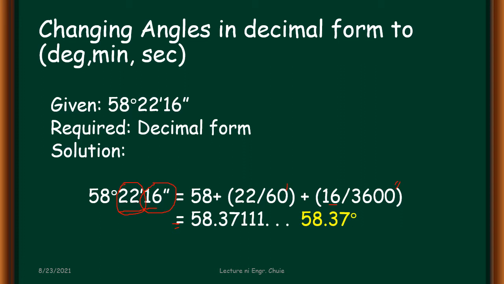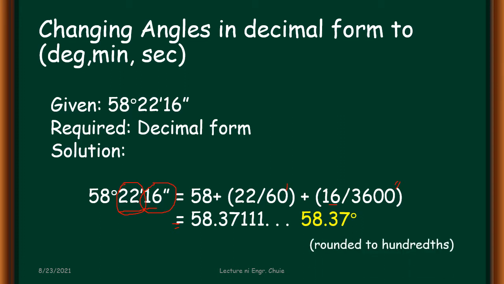So, this is equivalent to 58.31711. You just take the round off. This is equivalent to 58.37 degrees. So, yung 58 degrees, 22 minutes, 16 seconds is just equivalent to 58.37 degrees. So, if you try to look at it in your calculator, it's just the same. Okay? How about vice versa?